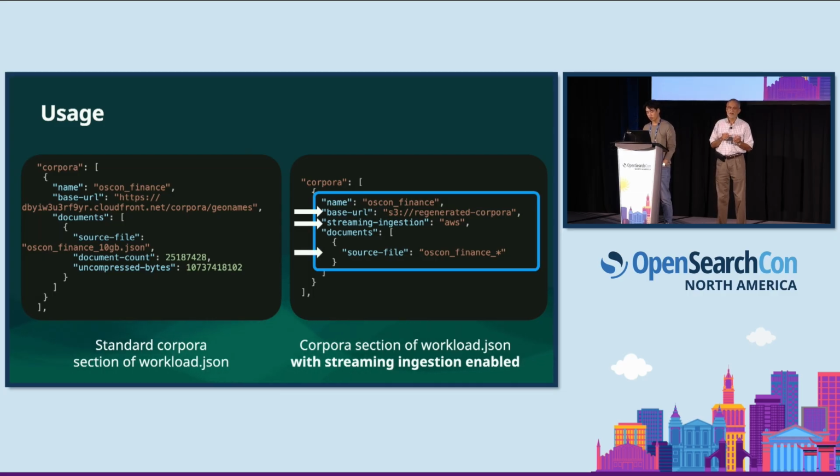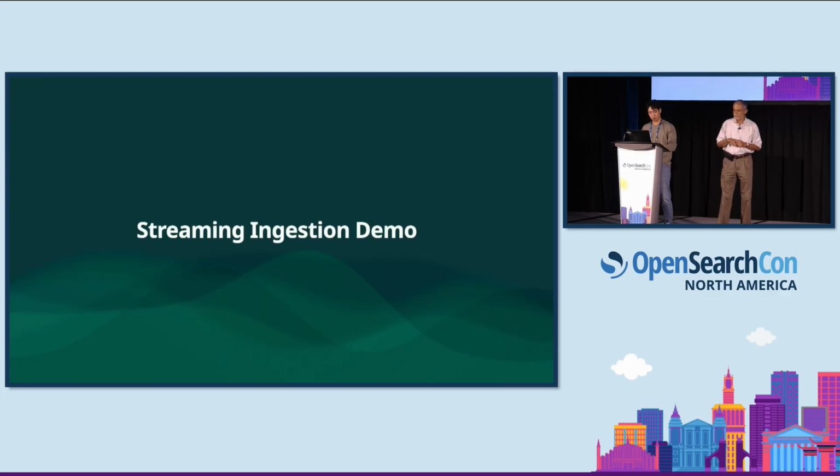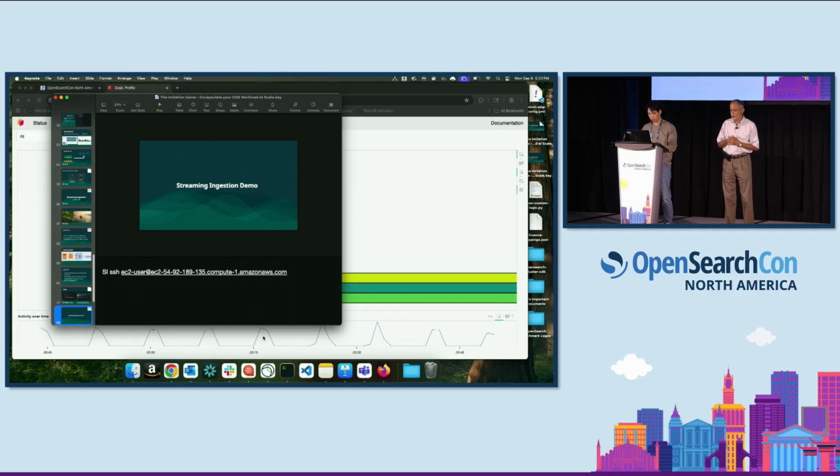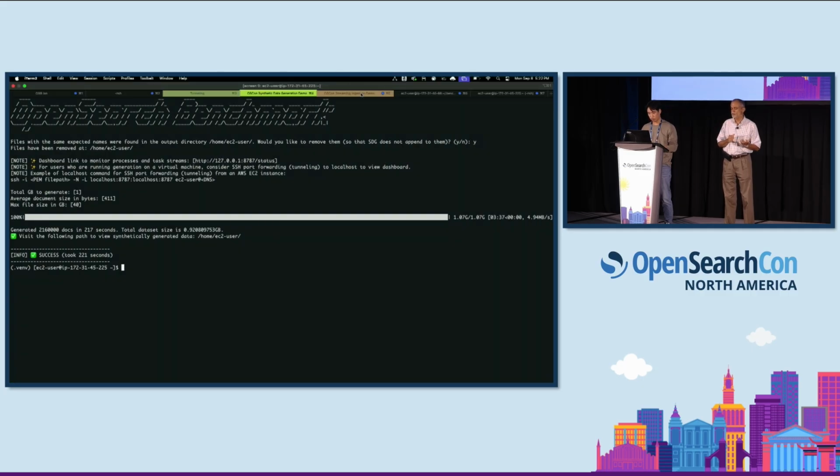So the base URL, rather than basic URI, points to an S3 bucket in this particular case. With these three arrows on the right side, you have all you need to specify your data corpus. We are using a wildcard over here, OSCon finance with a wildcard, so it's going to consume all the objects that begin with that prefix in sequence until all of them get finished. So we're just going to do a quick demo showing how streaming ingestion works.